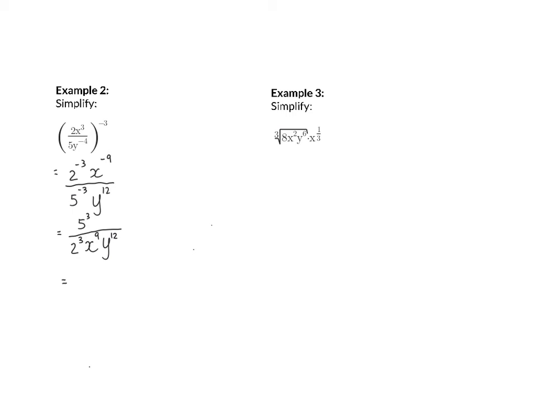Last thing I need to do is now expand those constant values. So 5 to the power of 3 is 125, and 2 to the power of 3 is 8, along with the x to the power of 9 and y to the power of 12.